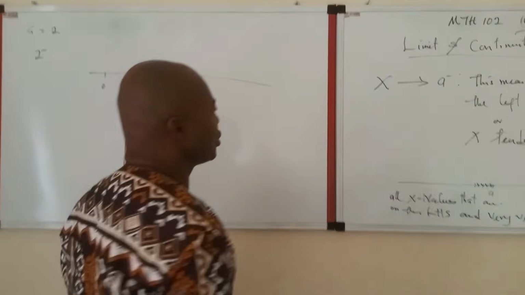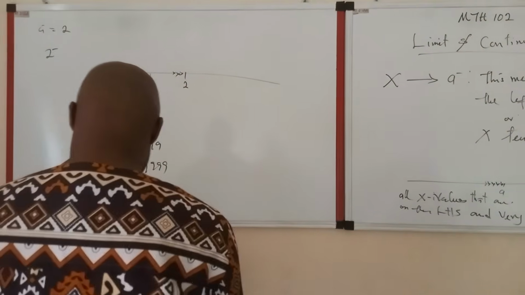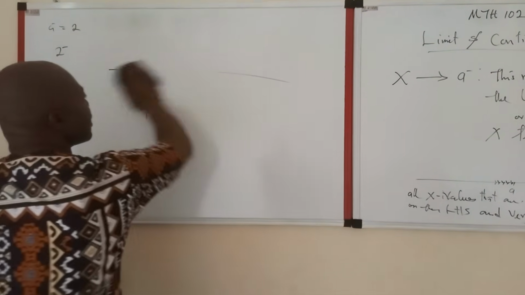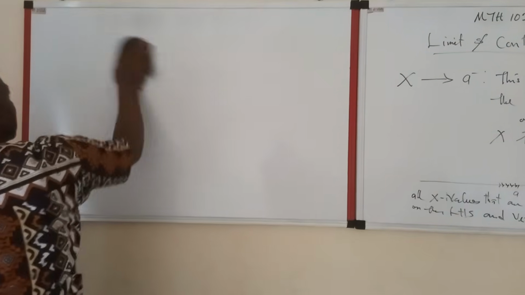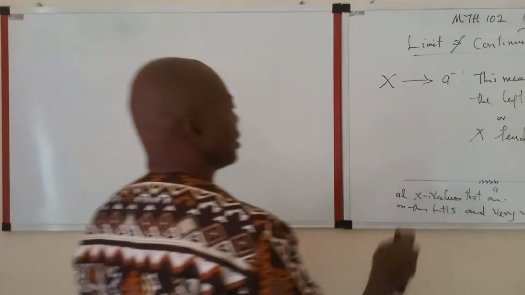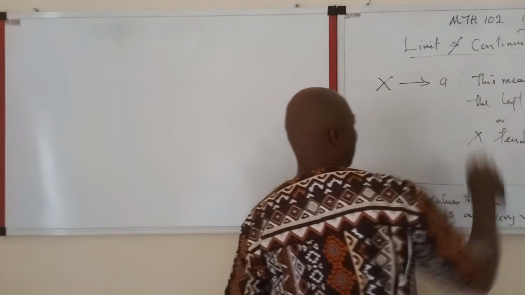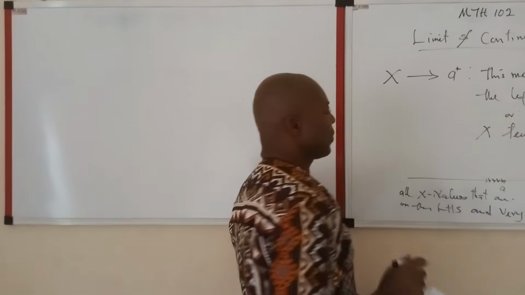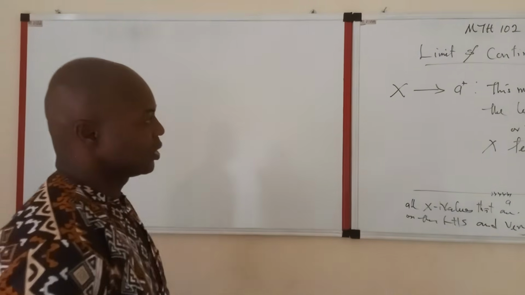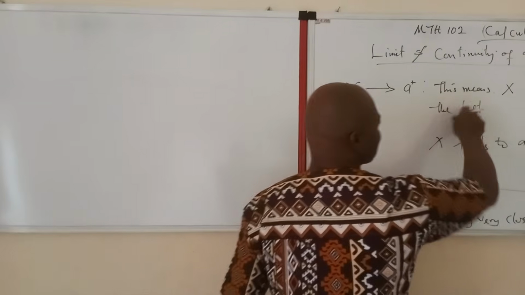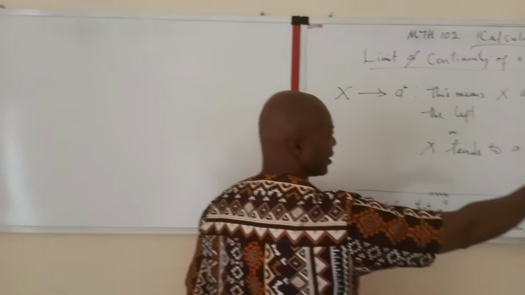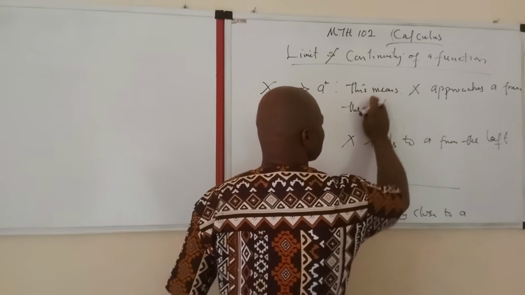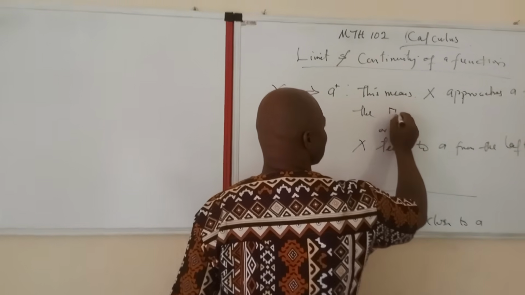Now, what if the sign here changes? If the sign here changes, what happens? Let's assume here is now plus. This other part will have plus. Now, the same thing, but the right hand side. This means x approaches A from the right, from the right hand side.